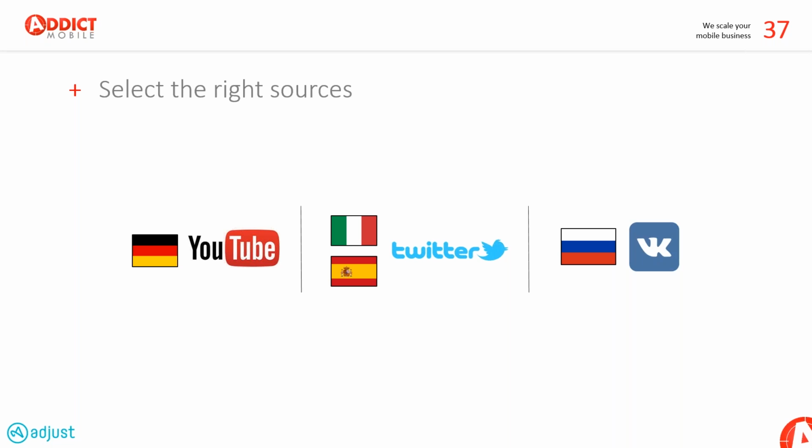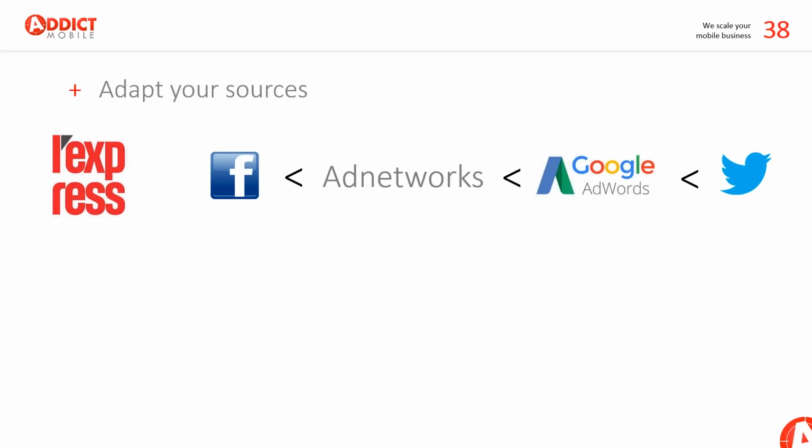Same per application. You can have different performance depending on every app. For example, L'Express is a media application in Europe. What we noticed on our side is that Facebook has higher CPIs than ad networks, and Google is better than ad networks as well.